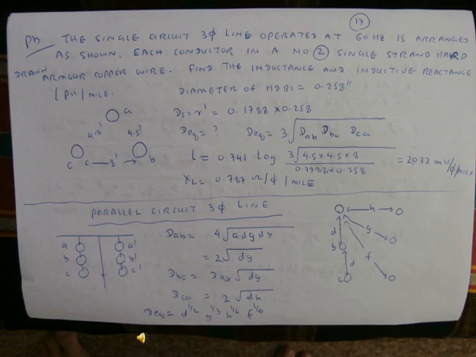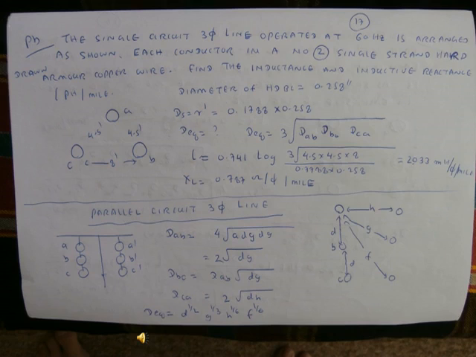So D is equal to R dash, so that will be 0.1788 multiplied by 0.258. So D equivalent is equal to the cube root of DAB, DBC, DCA. So L equal to 0.741 log of the cube root of 4 by 5 multiplied by 4 by 5 multiplied by 8, divided by 0.7788 multiplied by 0.258. So that will be 2.033 millihenry per phase per mile. So R is equal to 0.787 ohm per phase per mile.